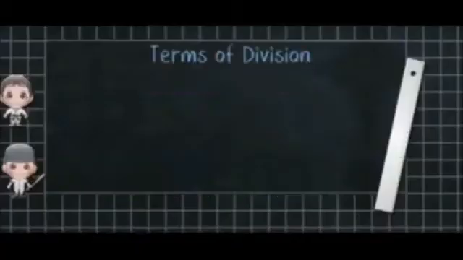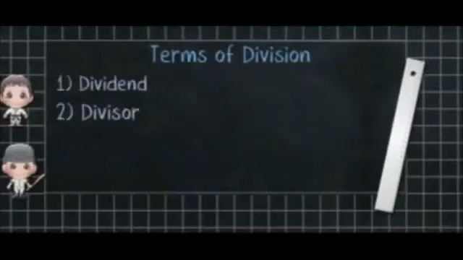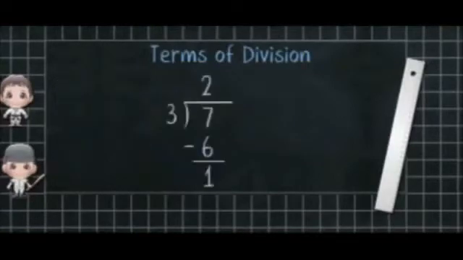We should know the terms for division. They are dividend, divisor, quotient and remainder. Dear students, let's learn the terms of division. The number to be divided is dividend. Here the number 7 is dividend. And the number that divides is divisor.